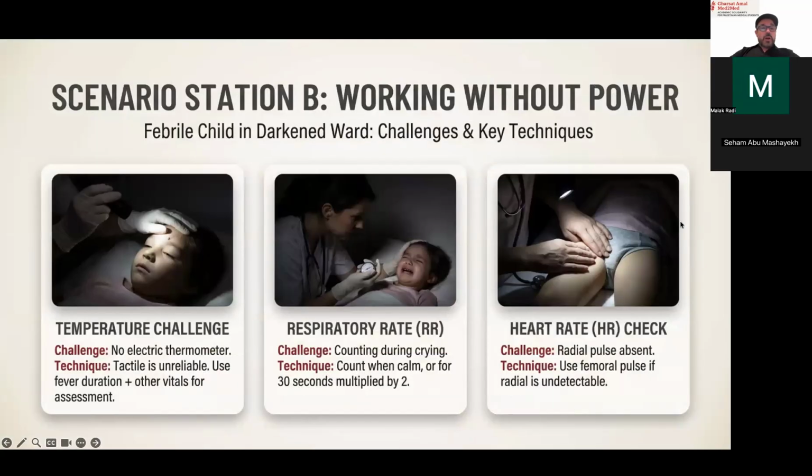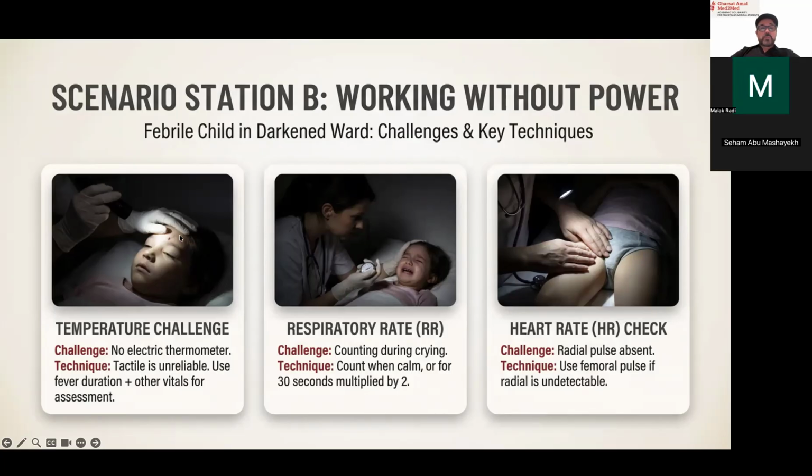Let's say that you have no thermometer. Well, then you're relying on your hands to check if the person has a fever or not. Also, document how long you have been noticing, when touching them, that the fever has been going on.